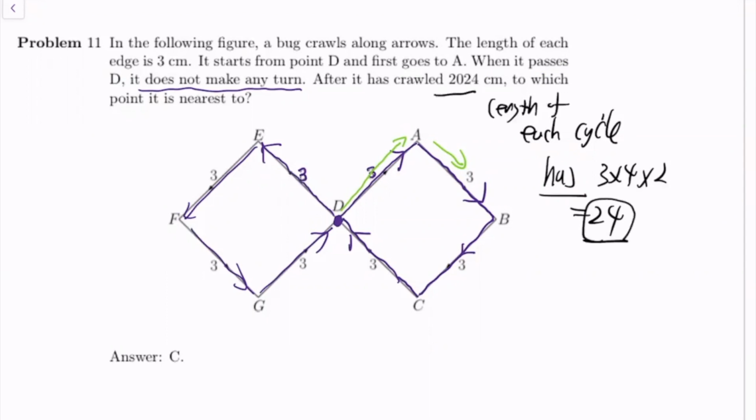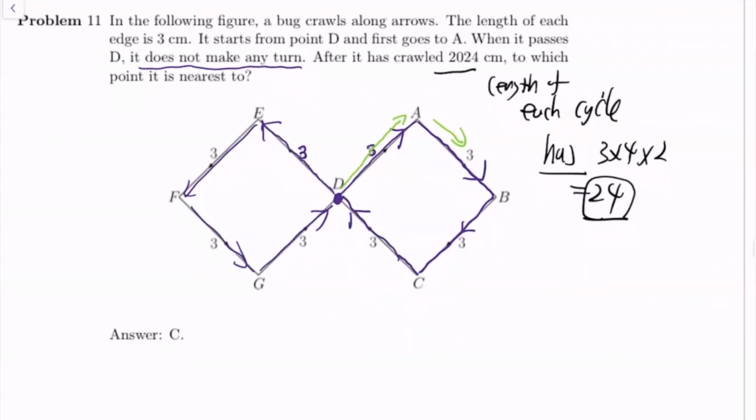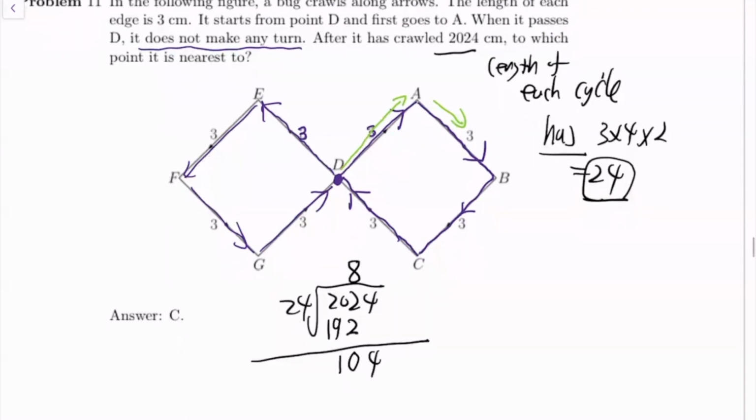Here it says the clock 2024. So let's divide 2024 by 24 and try to find the remainder. This is 84, and 24 times 84 is 2016. What's the remainder? The remainder will be 8.